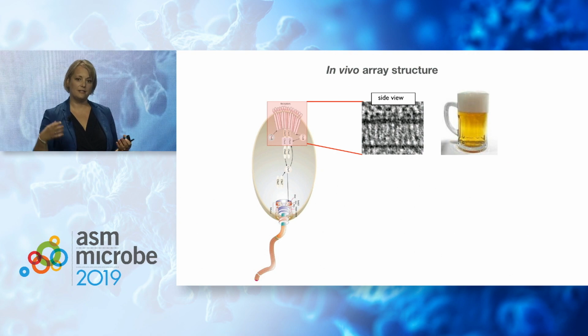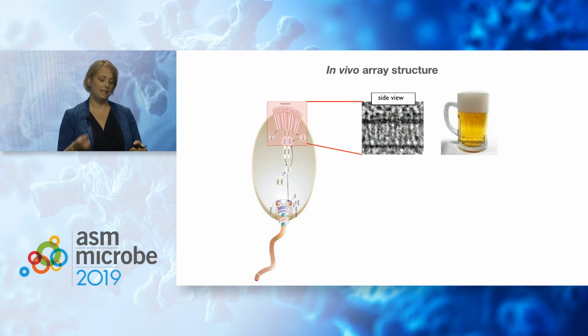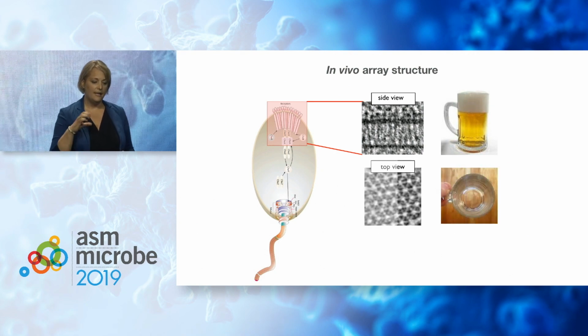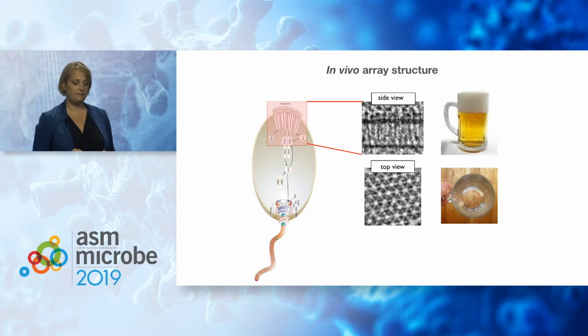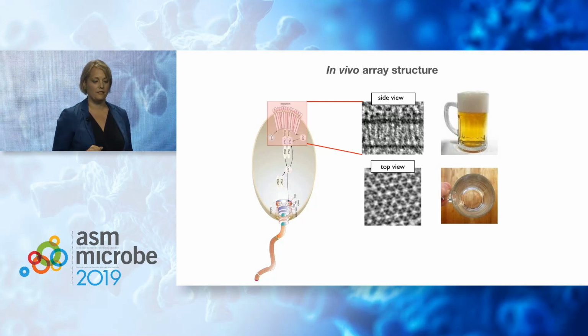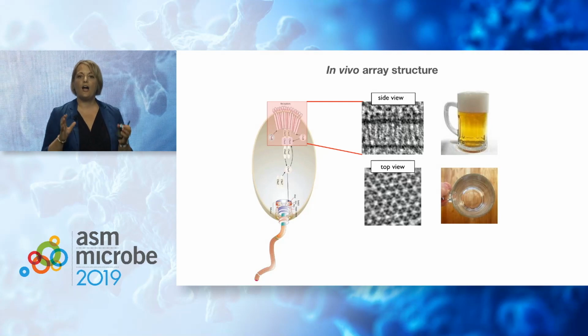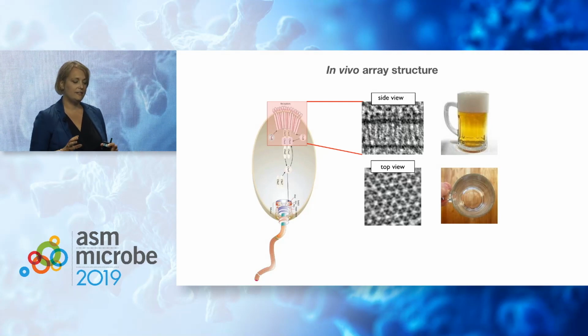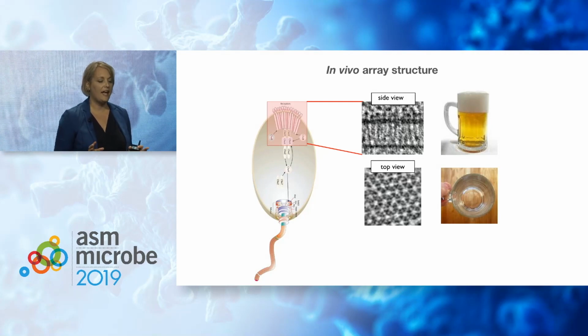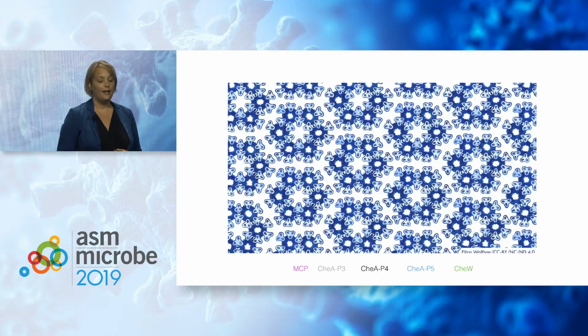Now, if you imagine the side view is a glass of beer, you first drink out the beer, and then you look at the bottom of the glass. And that's a cross-section of these receptors. You can see they're highly organized. So these are highly organized hexagonal arrays that are formed by these chemoreceptors.